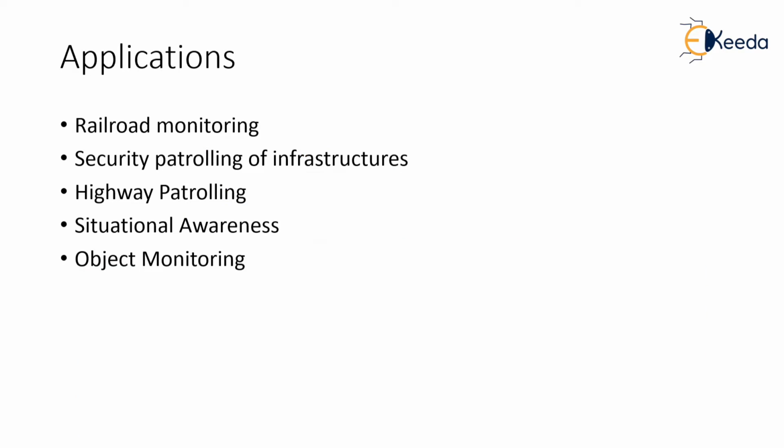Let's talk a bit more about the applications. First is, as I talked about, railroad monitoring. Second is the security monitoring of infrastructures. I have seen a couple of applications within India as well as outside India, where long stretches of infrastructure were monitored using drones, especially fixed wings. They were used to monitor a particular area continuously, and as soon as there was an illegal entrance, an alarm was set off so that the nearest guard could go to that place. Then there is highway patrolling, which I was talking about, and situational awareness.